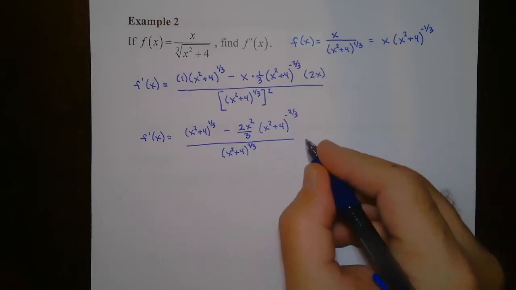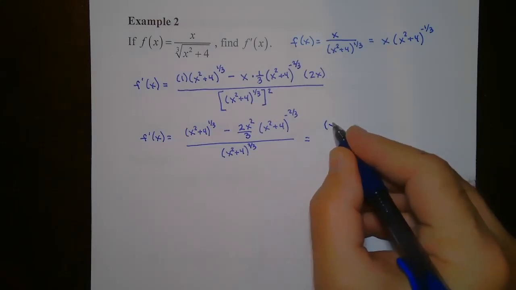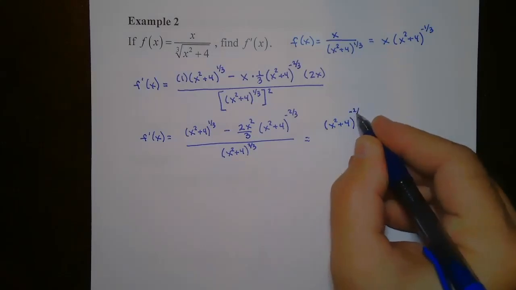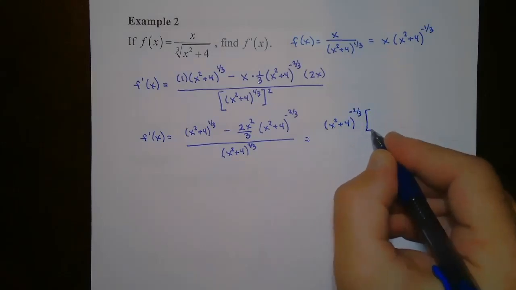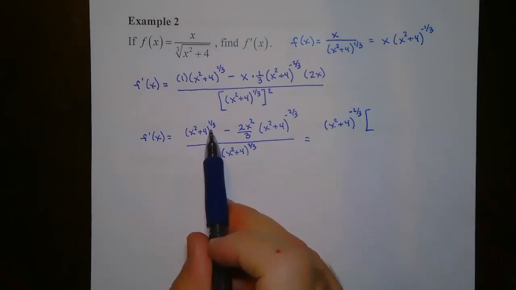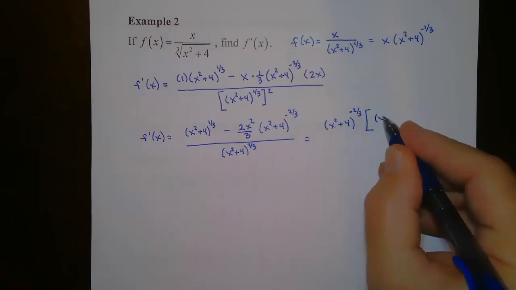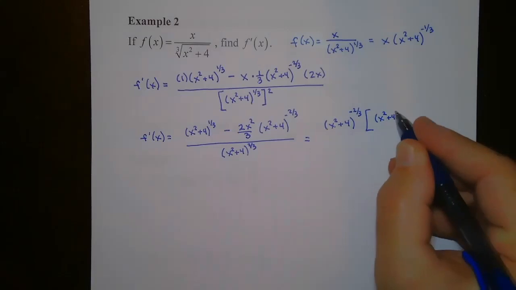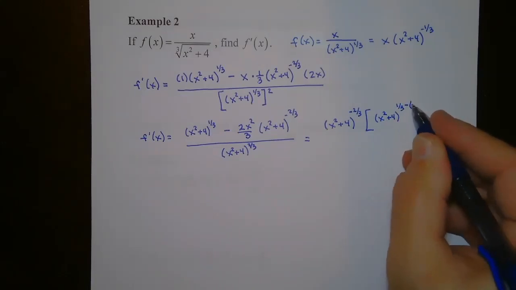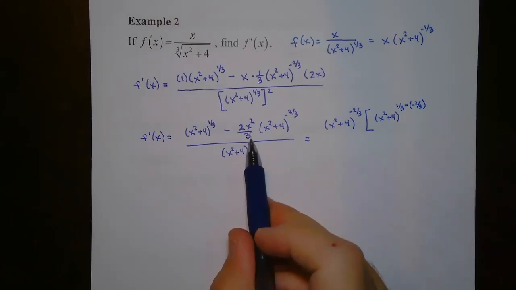I'm going to come off to the side here. Factoring the GCF out, this becomes x squared plus 4 raised to the negative 2/3 power, and then I'm going to have a bracket. This one is x squared plus 4 raised to the 1/3 because that's what it was, but now I have to subtract negative 2/3. So this would be x squared plus 4 raised to the 1/3 minus negative 2/3 power, and then minus 2/3 x squared.